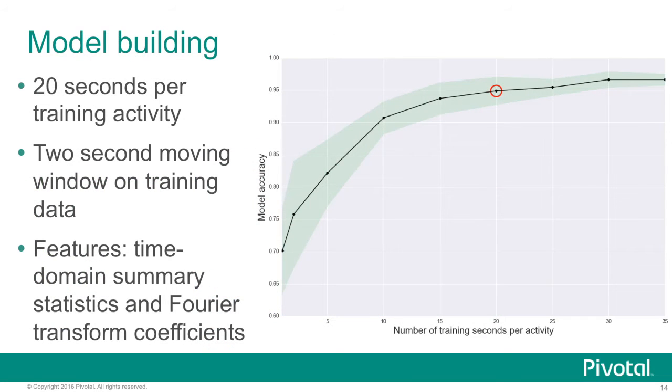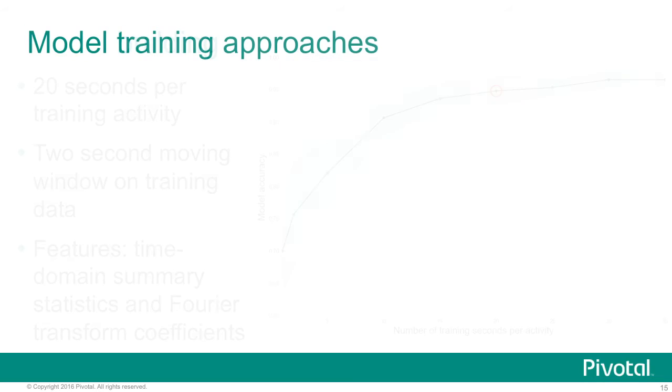A little bit into the details of the model building. So we had 20 seconds per training activity. We used a 2-second moving window on the training data. And you can see this is known as a learning curve. The x-axis is how many seconds of training data, and the y-axis is how good your model is, right? You don't want to have your participants stand up for an hour just to build a model. So 20 seconds, as indicated by the red dot, is the sweet spot between accuracy and practicality.